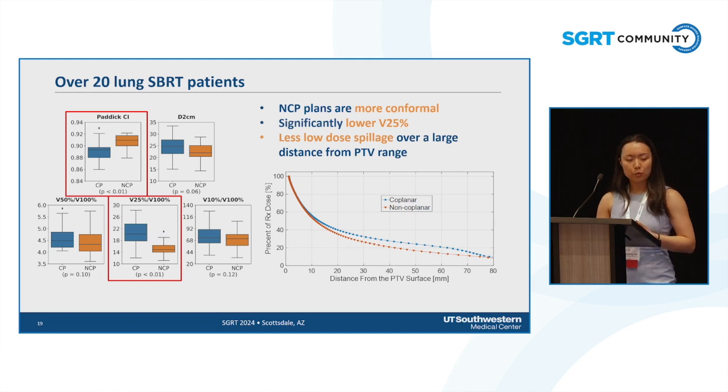And then when we plot the percent of Rx dose versus distance from PTV, essentially this shows you how dose falls off away from PTV. We noticed that there is a much lower dose spillage over a very large range, essentially, as you can see here, from about 40% Rx dose to about 10% Rx dose. So essentially, we are making a much more compact plan and preventing dose spillage into the surrounding normal tissue.